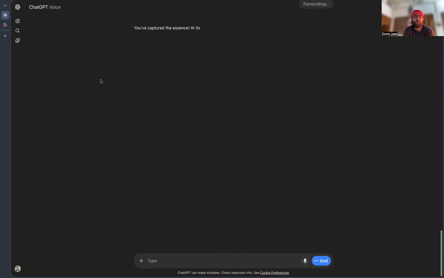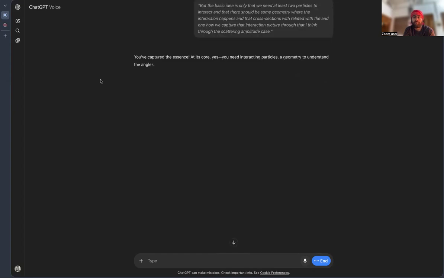You've captured the essence. At its core, yes, you need interacting particles, a geometry to understand the angles, and the cross section to measure how likely scattering is. The scattering amplitude is the tool that encodes the likelihood of different outcomes: deflection angles, binding, or scattering patterns. Everything else is just refining the details.